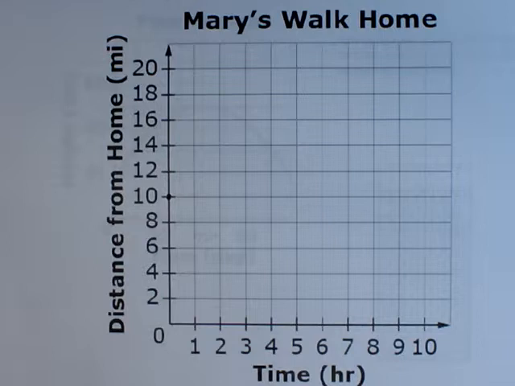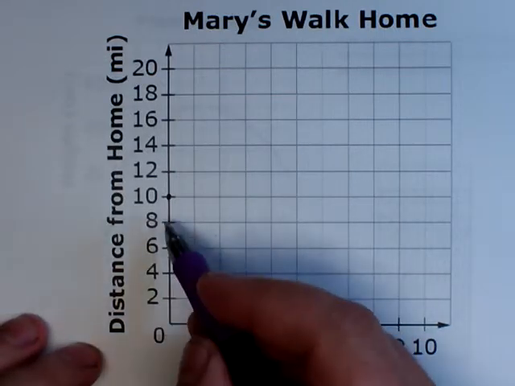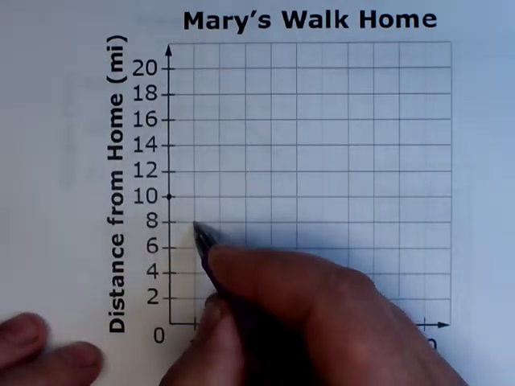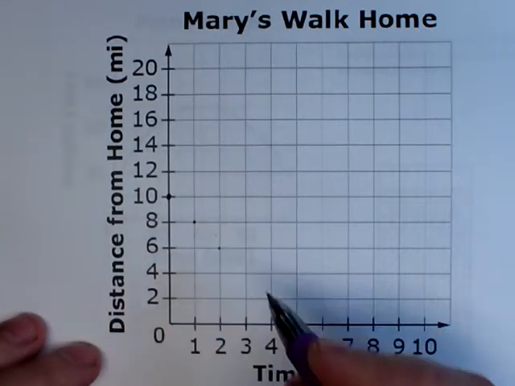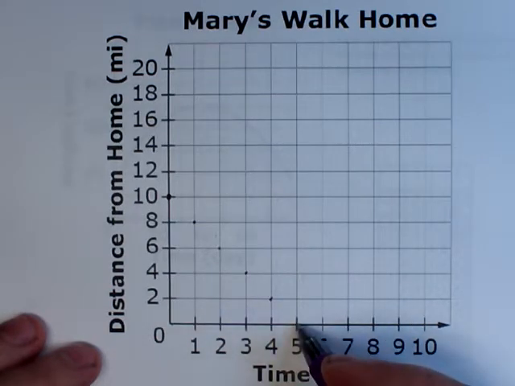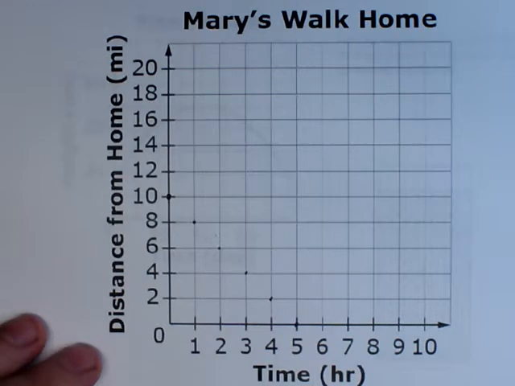So after 1 hour, if she walks another 2 miles, she'd be 8 miles from home. And then after another hour, she'd be 6 miles from home, and then 4 miles from home, and then 2 miles from home, and then she'd get home there. Okay.